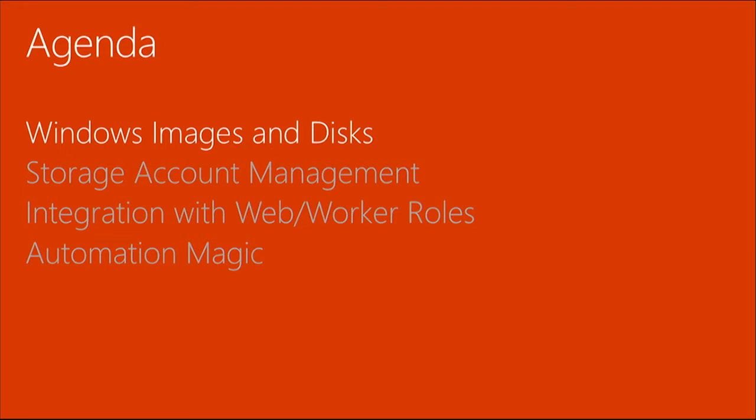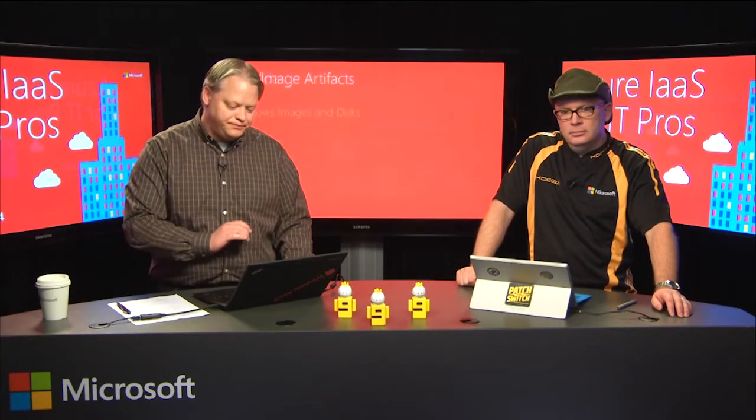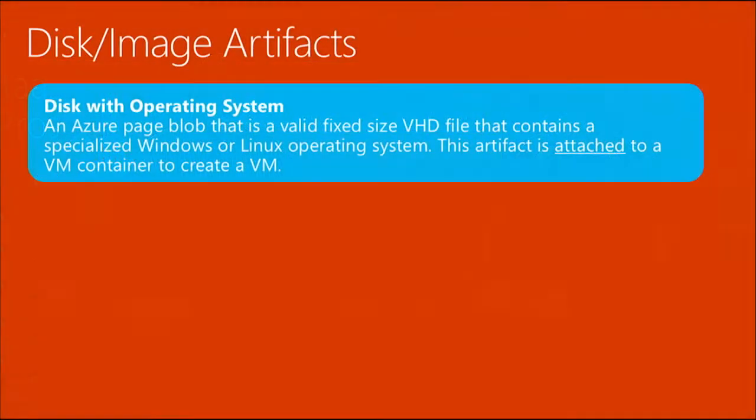So the first area we're going to talk about is images and disks in Azure, and specifically how those work on Windows. Now, in Azure, we structure the artifacts that you can create virtual machines from. There's really three primary artifacts. The first one is what we call a disk with an operating system. This is what you would have when you start from a virtual machine on premises and upload that to Azure. It's something that's already been configured, it's running, it's working, and you really just need to put it into a host and light it up.